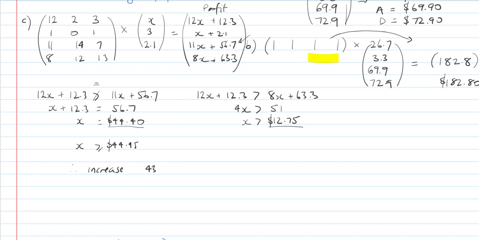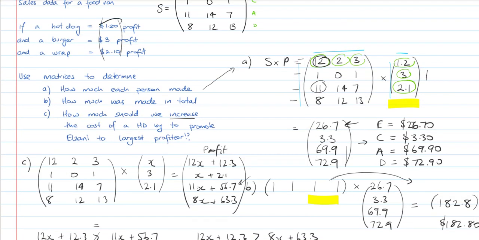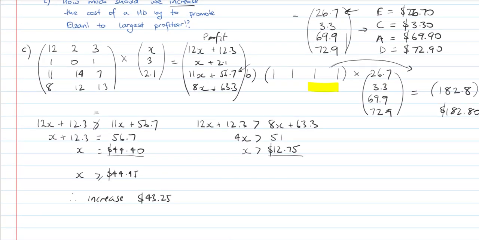And therefore the increase must be $43.25, because we've already got a profit value of $1.20, so we're going to increase it by $43.25.